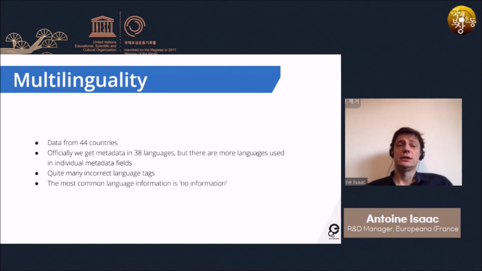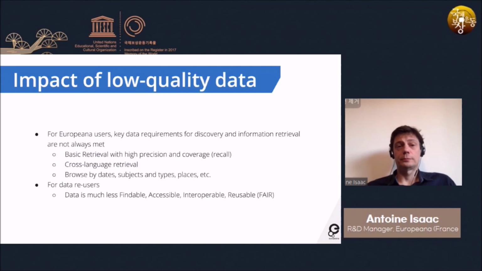And finally, the big problem we have is multilinguality. So we receive data from 44 countries. Officially, it's in 38 languages, but unofficially there are many more. This data often actually does not come with language information, or sometimes it comes with language information that is incorrect. So this is not easy to manage.